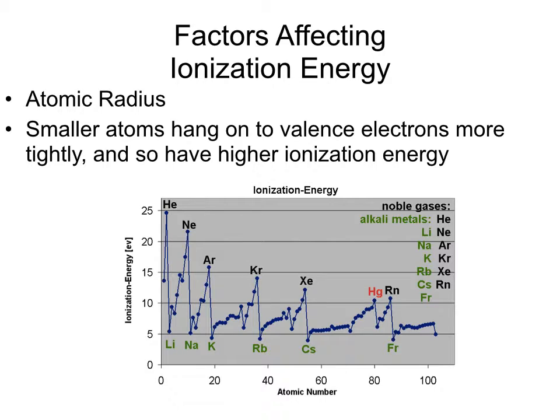There are some factors that affect ionization energy. The first is the atomic radius. Smaller atoms are able to really hang on to those valence electrons more tightly, so they have a higher ionization energy, right? Those valence electrons in smaller atoms are closer to the positively charged nucleus, and so that attraction between the electrons and the nucleus is stronger, so it's harder to remove one of those electrons than it would be for a larger element where the electrons are much farther away from the nucleus.